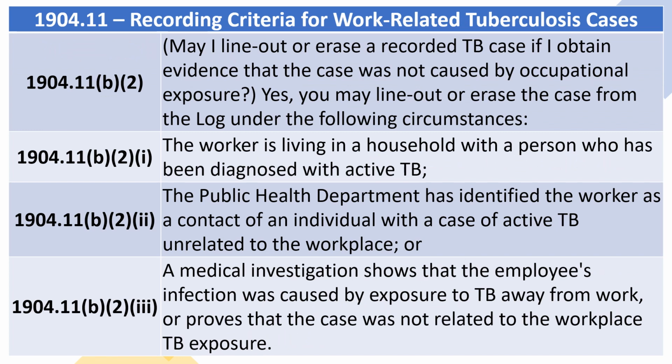1904.11(b)(2). May I line out or erase a recorded TB case if I obtain evidence that the case was not caused by occupational exposure? Yes, you may line out or erase the case from the log under the following circumstances. 1904.11(b)(2)(i) through (b)(2)(iii). The worker is living in a household with a person who has been diagnosed with active TB. The Public Health Department has identified the worker as a contact of an individual with a case of active TB unrelated to the workplace, or a medical investigation shows that the employee's infection was caused by exposure to TB away from work, or proves that the case was not related to the workplace TB exposure.